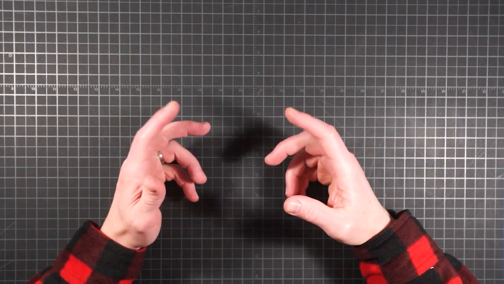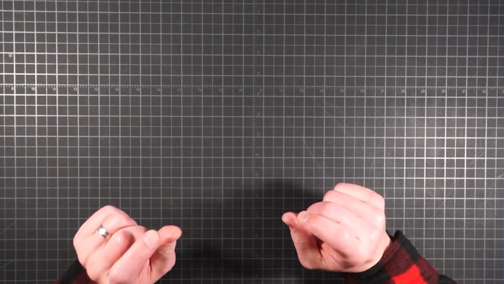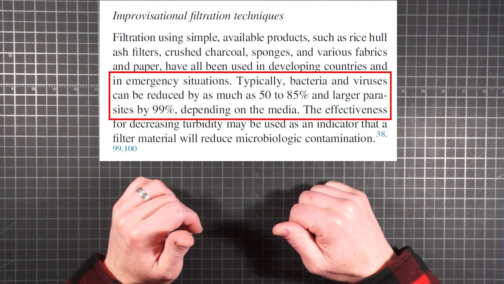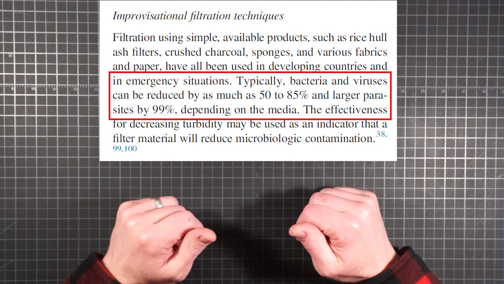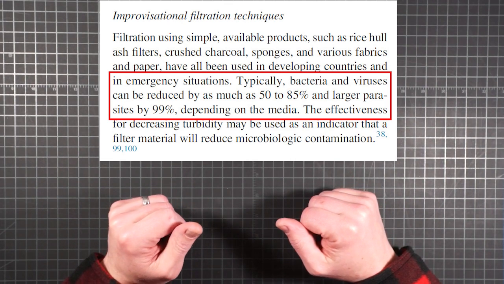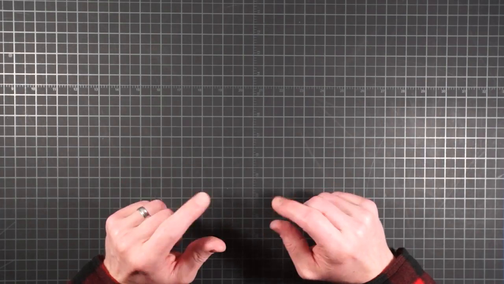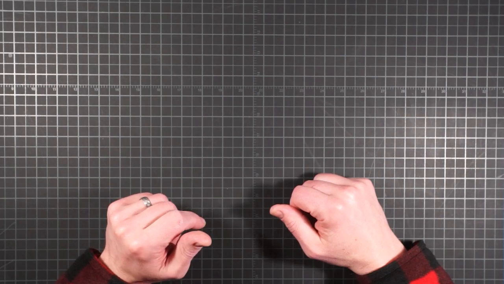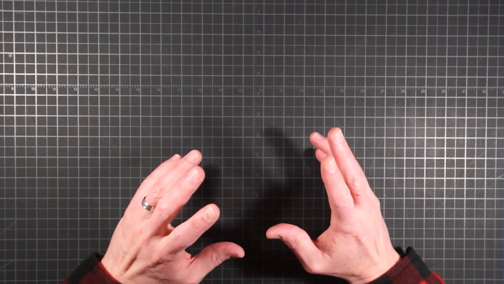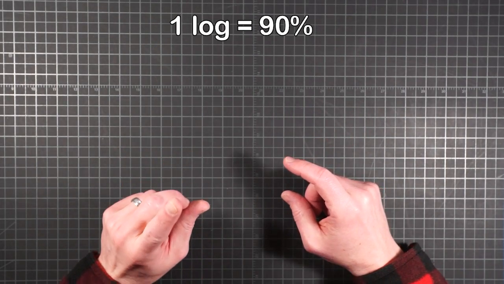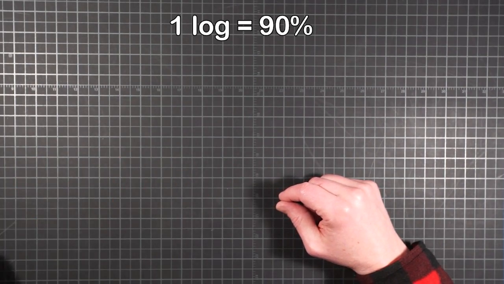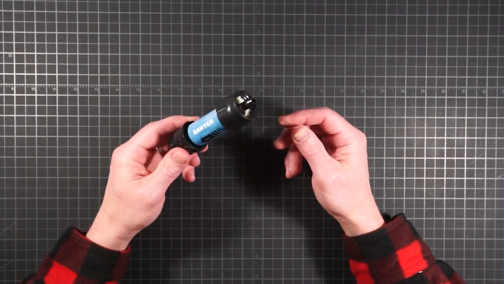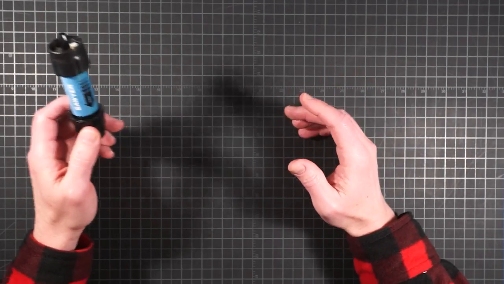Regarding improvisational filtration techniques using simple available products such as crushed charcoal, typically, bacteria and viruses can be reduced by as much as 50 to 85% and larger parasites by 99%. Well, that's definitely better than nothing. If I was in trouble, would I try it? Yes, I would. But for perspective on just how bad 50 to 85% is, that's less than one log removal. For bacteria, this little thing right here is over 10 million times better. So there's a massive difference between the effectiveness of these two methods.